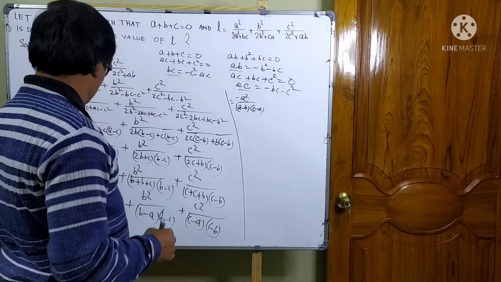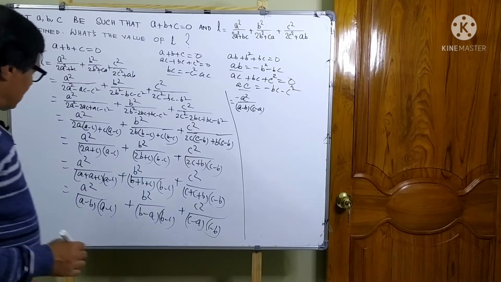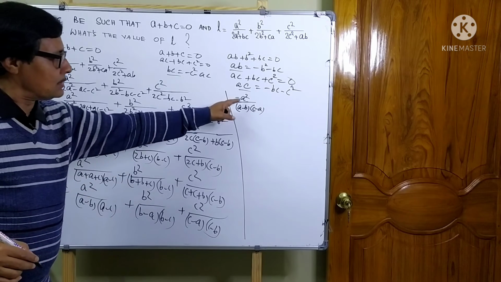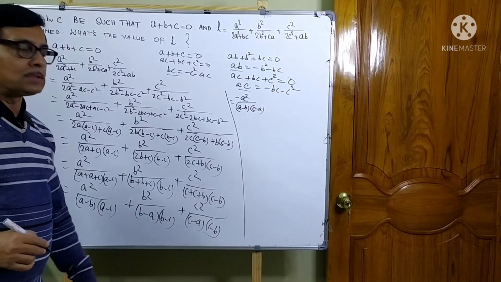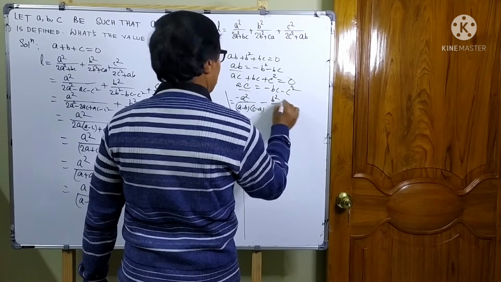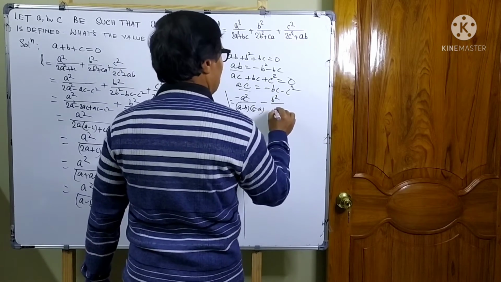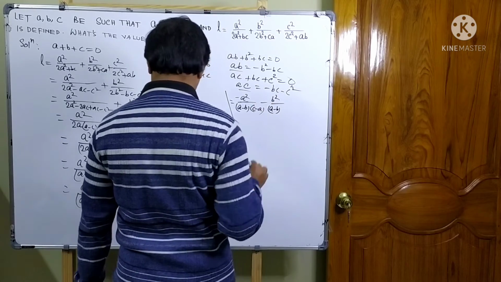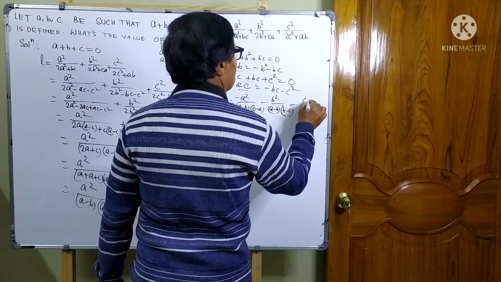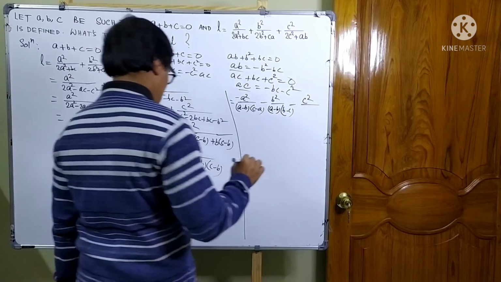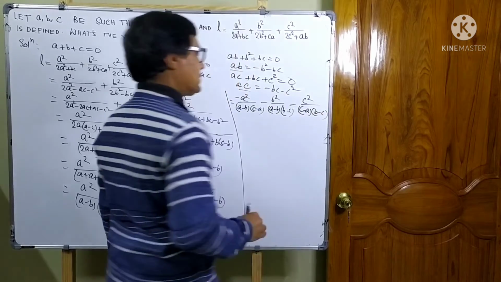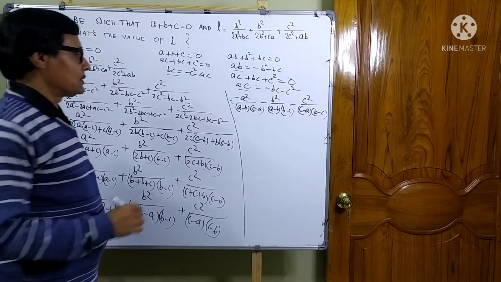In a, b, c cyclic order we can write the first as minus a square over a minus b multiplied by c minus a. The second is minus b square over a minus b multiplied by b minus c, and the third can be written as minus c square over c minus a multiplied by b minus c.